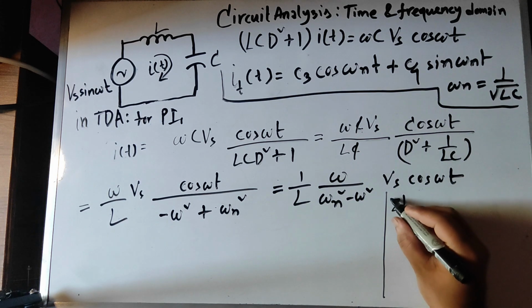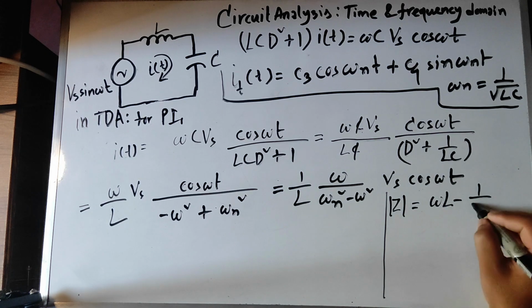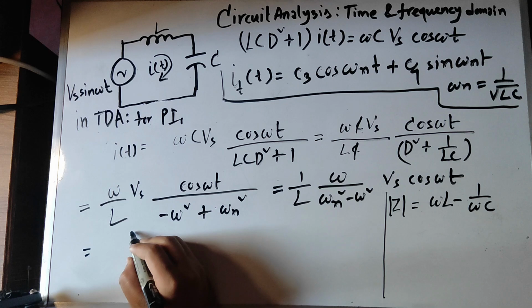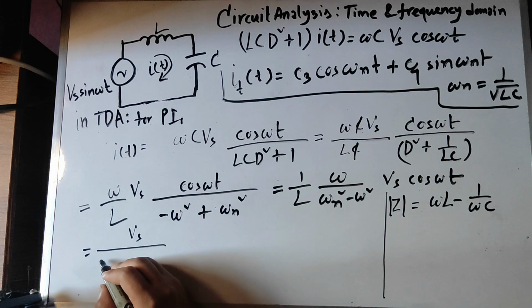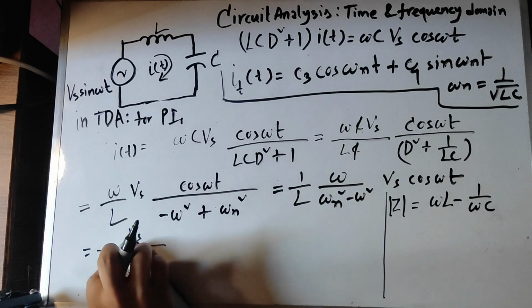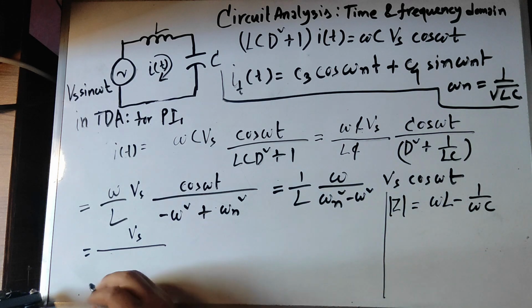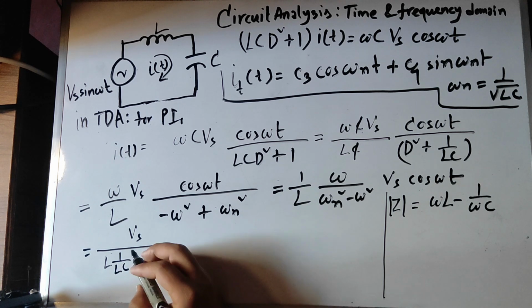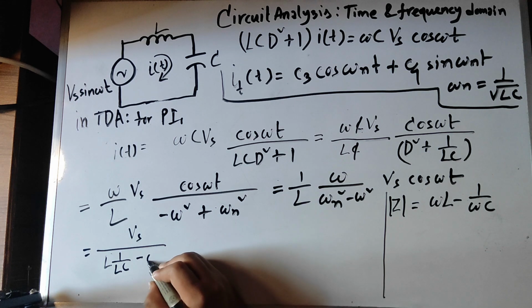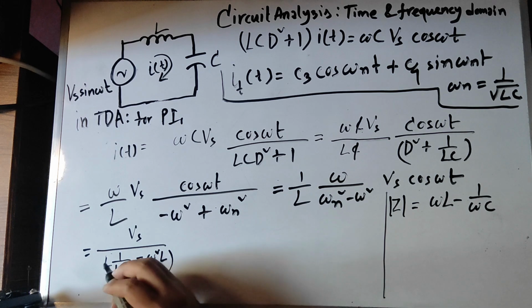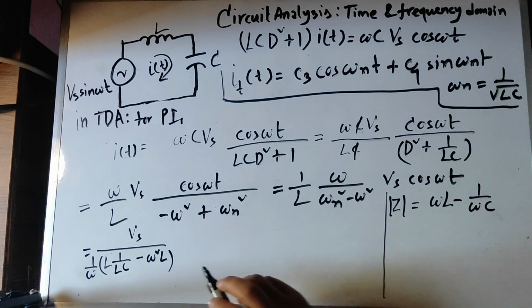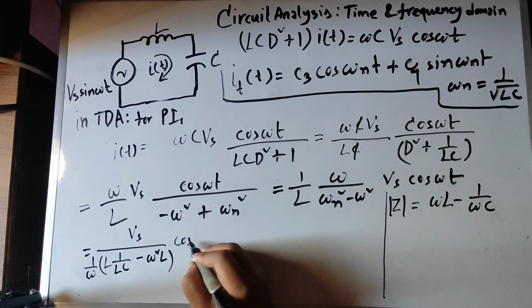So the magnitude part of the impedance is omega L minus 1 by omega C. Here V is by omega, so if we just divide by omega, we get L, 1 by LC, minus omega square L. We're just taking this omega in the numerator to the denominator, which will become 1 by omega, and cos omega t.